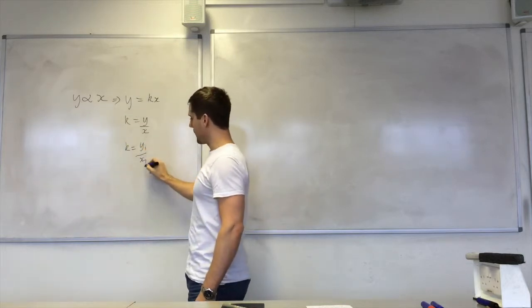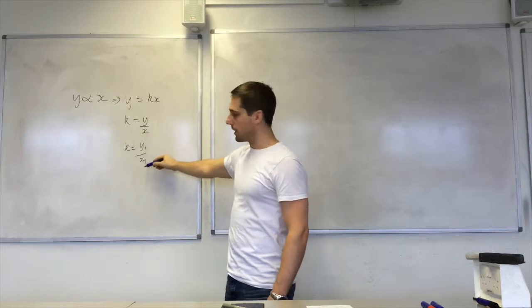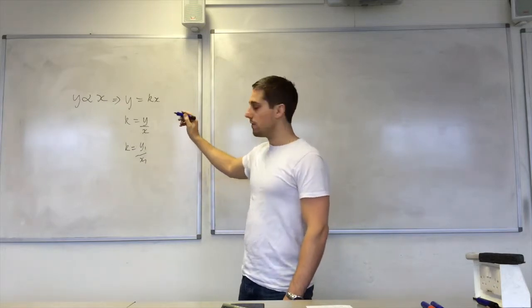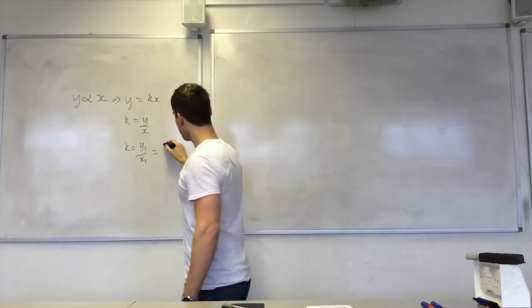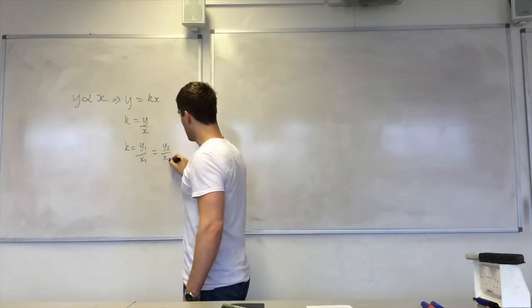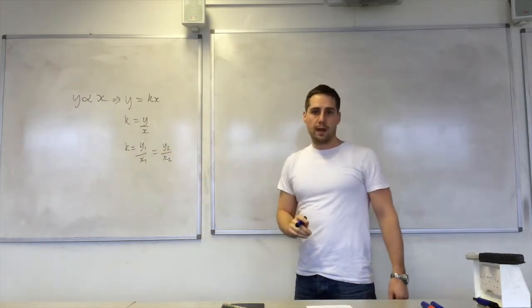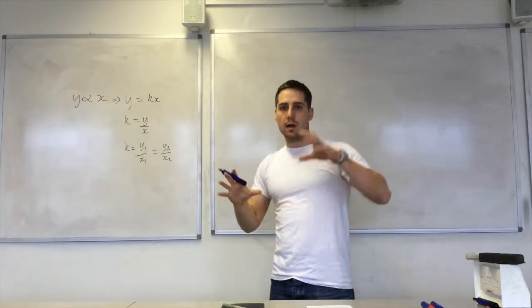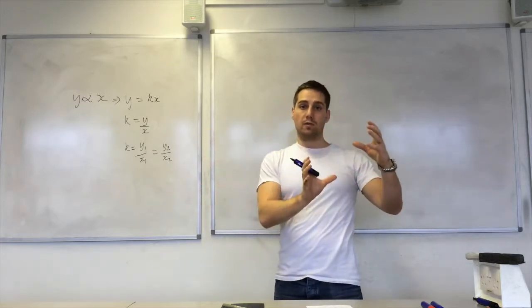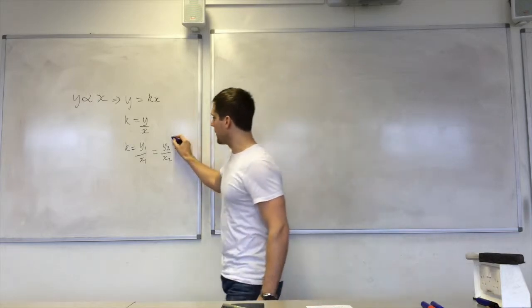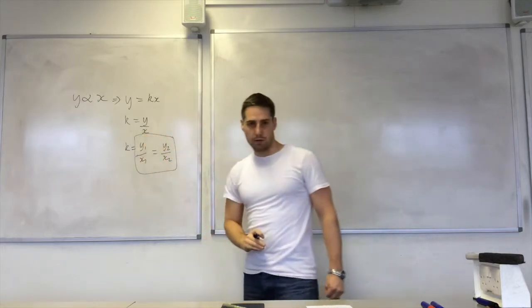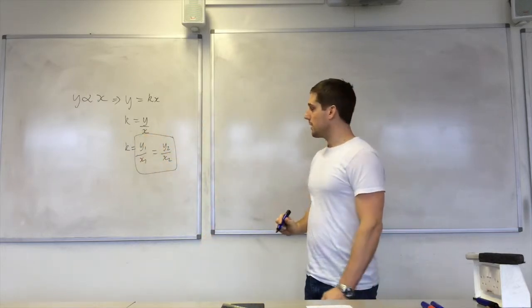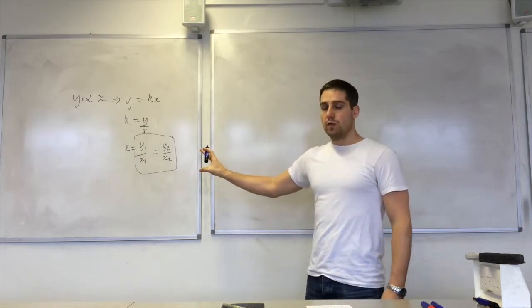y1 over x1, so y1 and x1 are the corresponding values of x and y, and also y2 and x2. So if I had a pair of variables that were directly proportional and I have an initial set of data and a final set of data, then I can use this to relate those sets of data together. That's a directly proportional relationship.